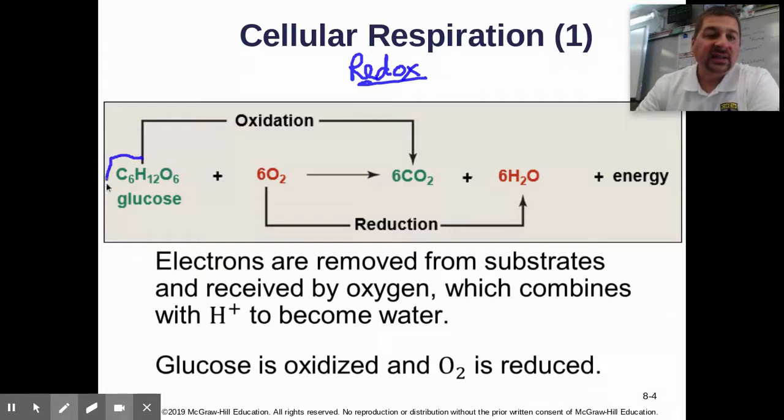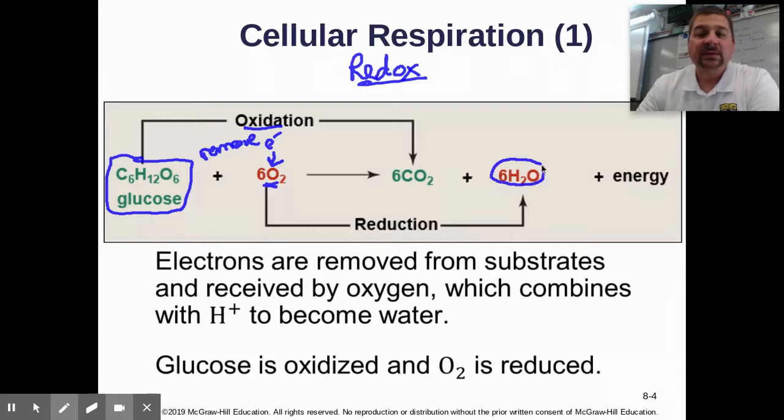So we take glucose and we oxidize it. We remove those high energy electrons that were put there in photosynthesis, and you're left with CO2. Oxygen is going to pick up those electrons at the end of the electron transport chain and be turned into water. And then we're going to have energy in the form of ATP given off as well.